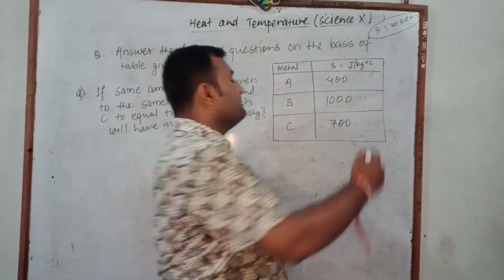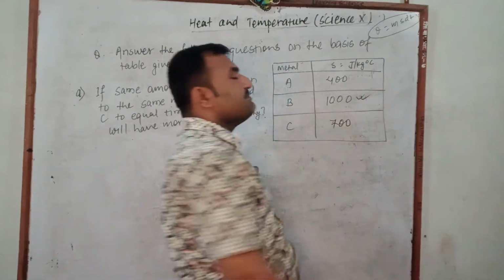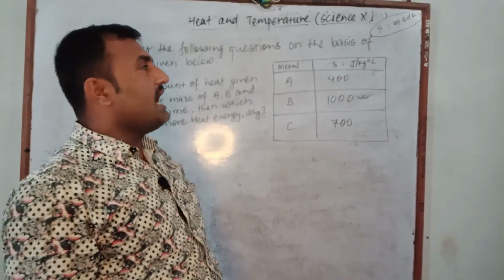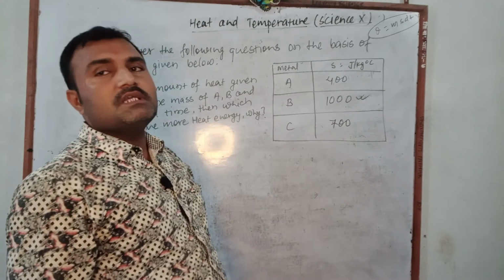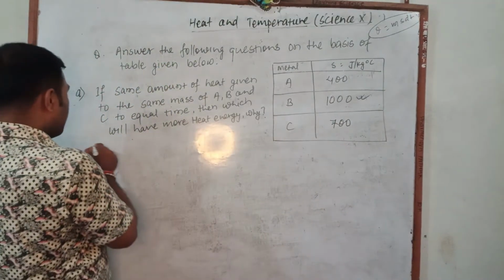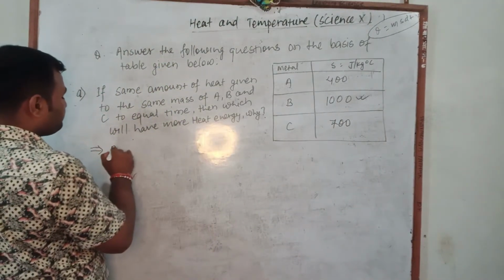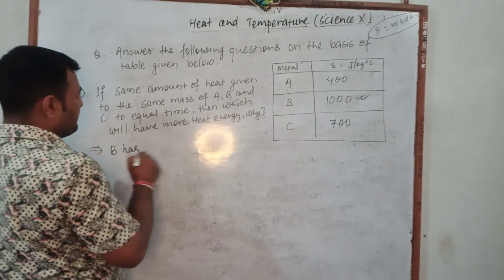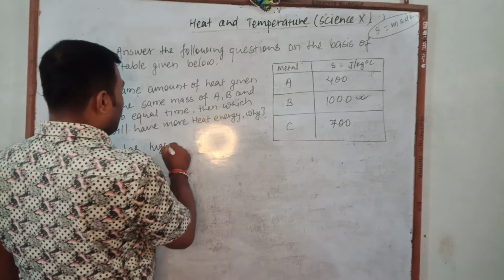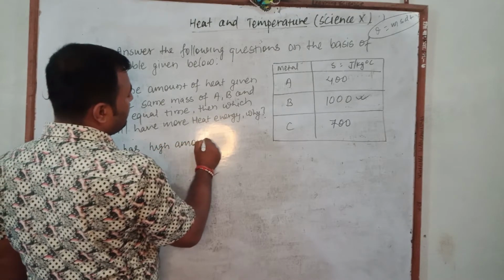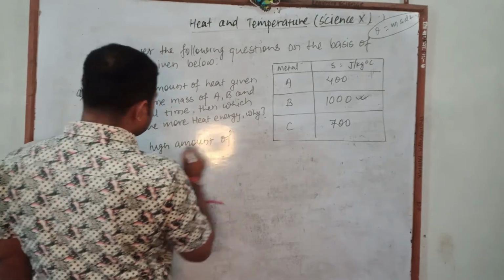And here among these three, B has the highest specific heat capacity and therefore B will get more heat energy. And here we write the answer: B has a high amount of heat energy.